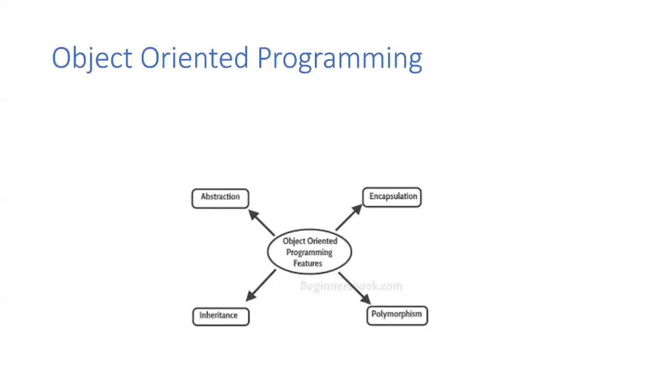So, what is object-oriented programming? Object-oriented programming is a style of programming in which there will be a class. Everything is encapsulated within a class. Within a class, there will be a few member functions and data members. And outside the class, there will be a set of non-member functions.